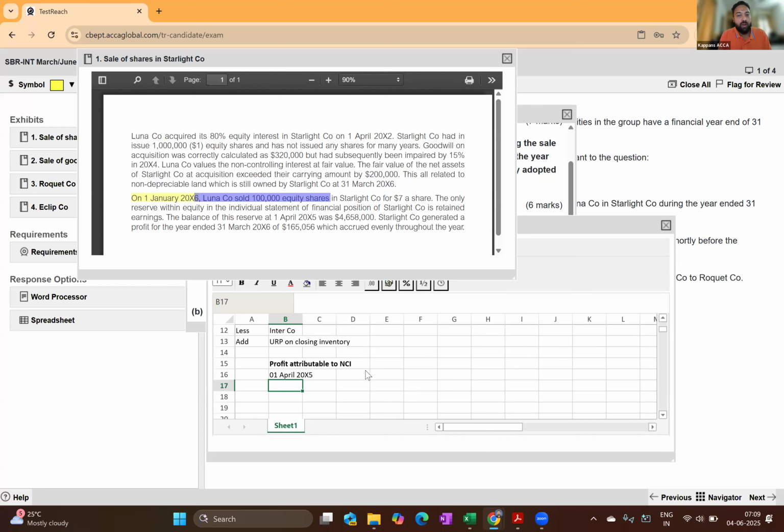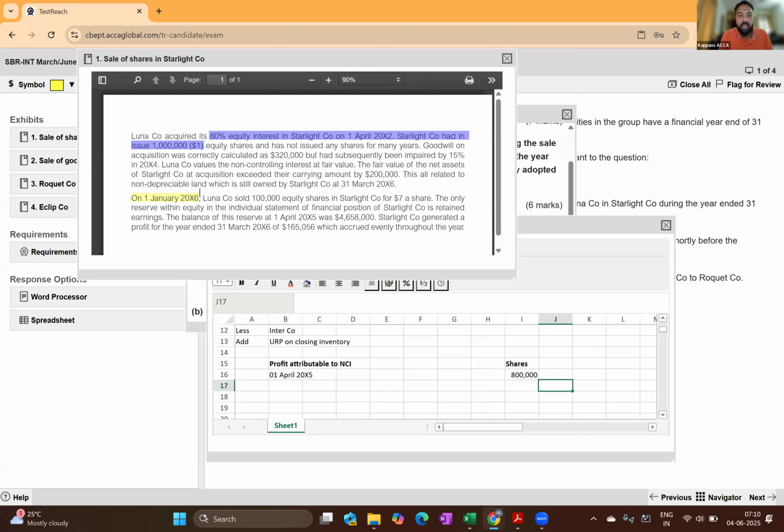So on April X5, Luna Company has acquired 80% of equity interest in Starlight, and the number of shares in Starlight is 1 million. So Luna Company has invested 80% of 1 million. So 1 million into 80%, Luna Company has got 800,000 shares in Starlight Company.